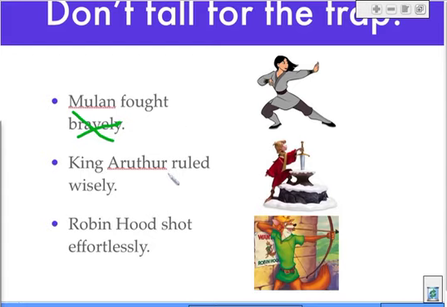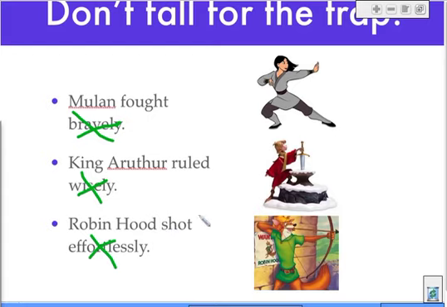King Arthur ruled wisely. When you say ruled what? Wisely? No, because that's actually saying how. Is that a person or a thing? No. Robin Hood shot effortlessly. This is another one where it's describing. So there's really nothing that receives that action.